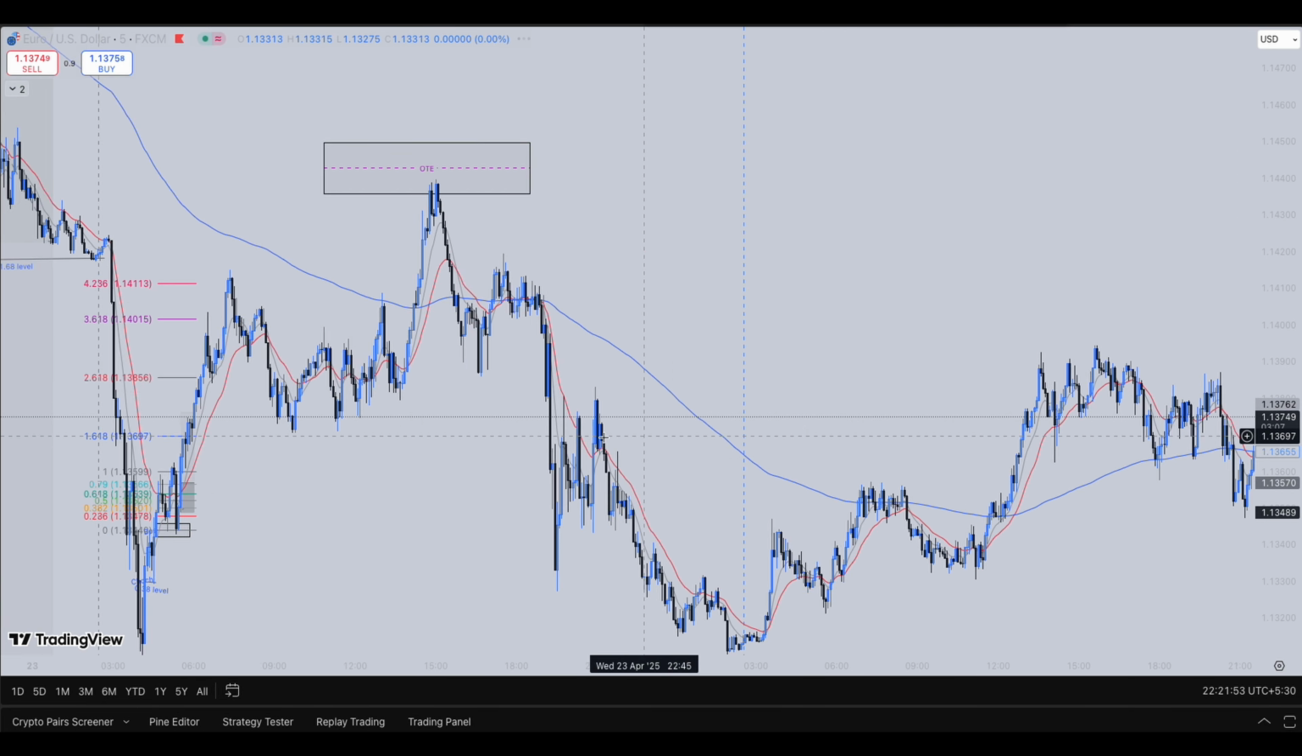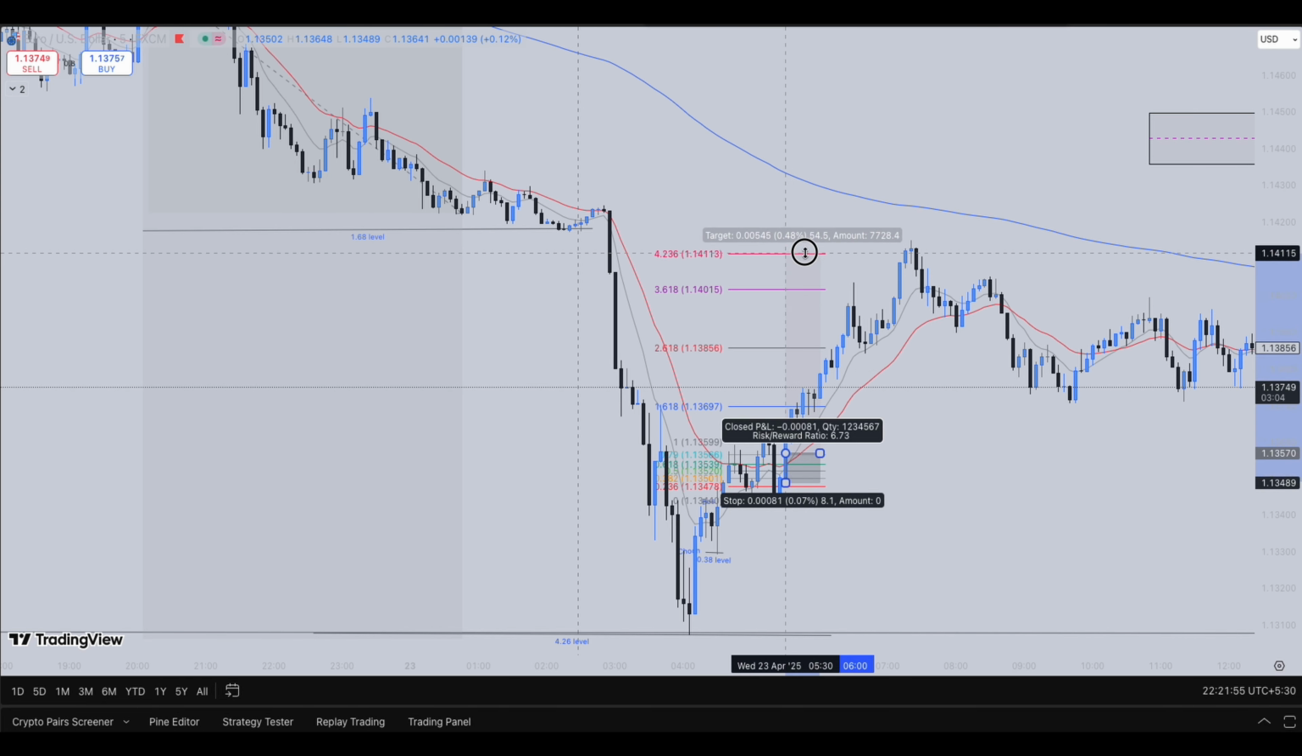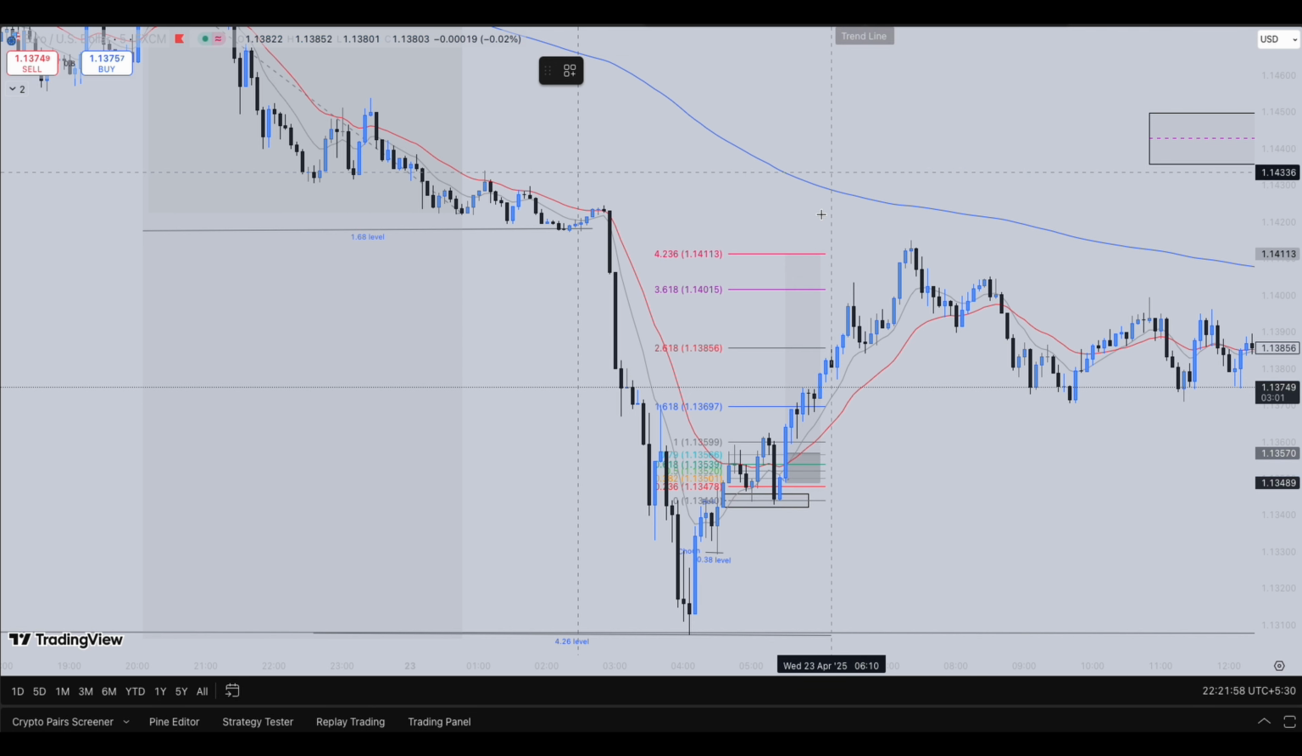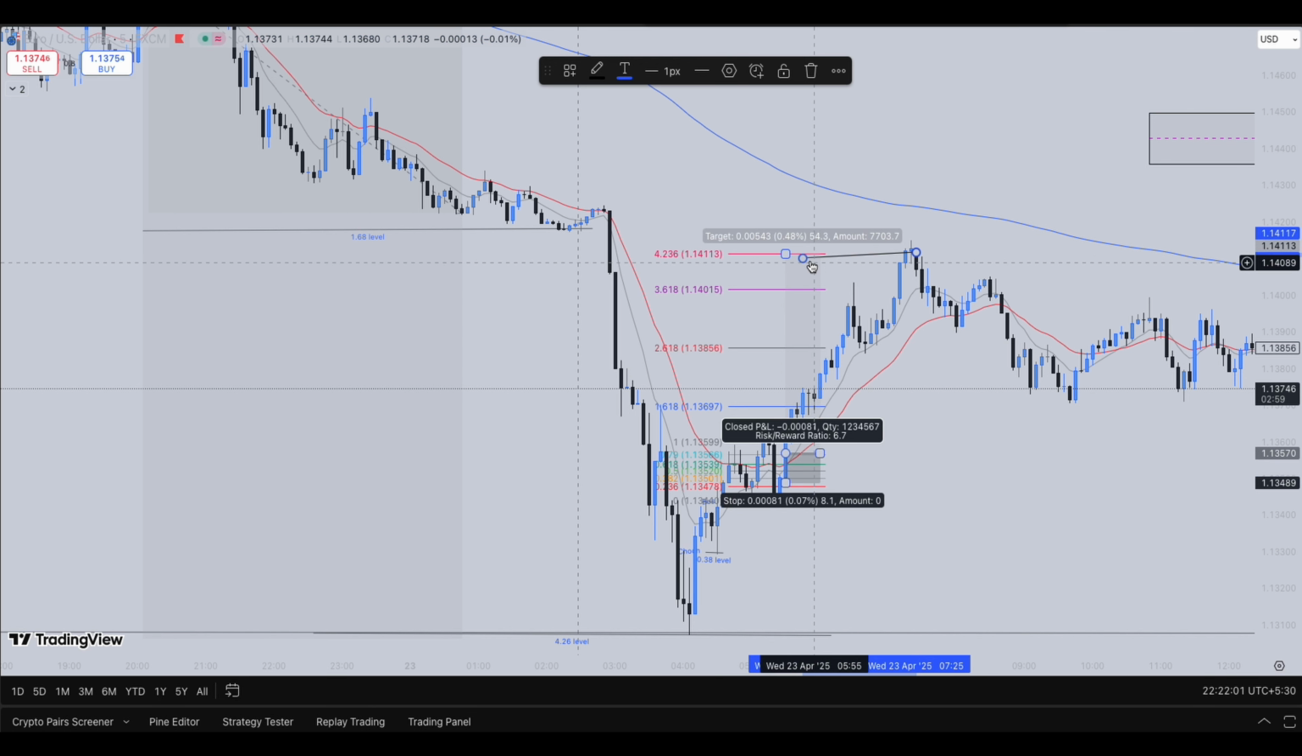So let's look into higher time frame analysis. In case you could have traded, you could have kept it all the way to this level, guys. This was another 4.26 entry over here.